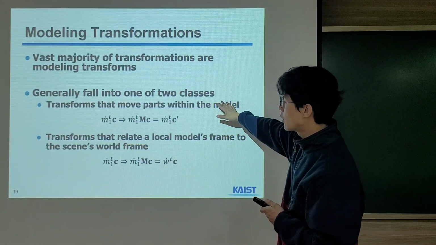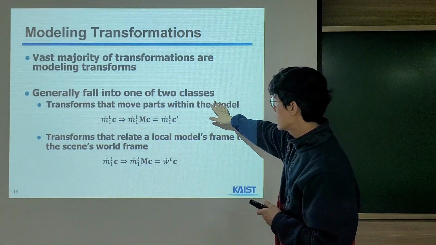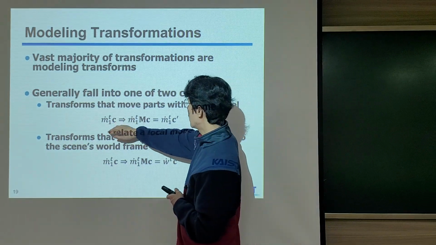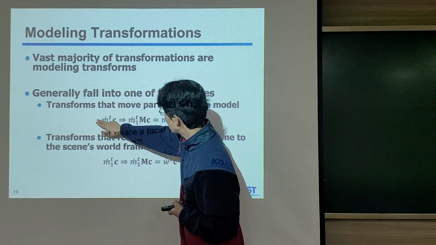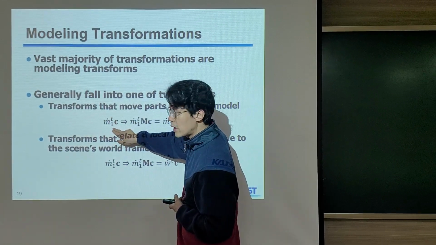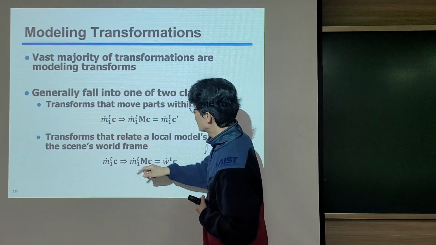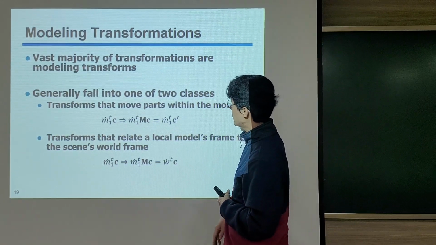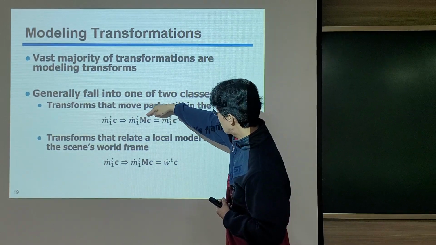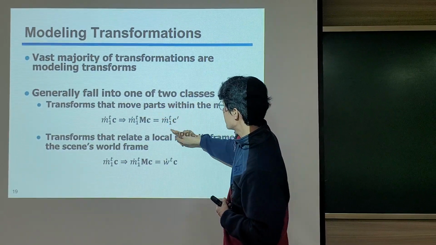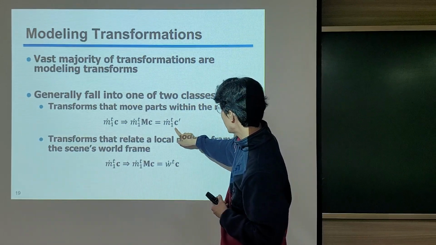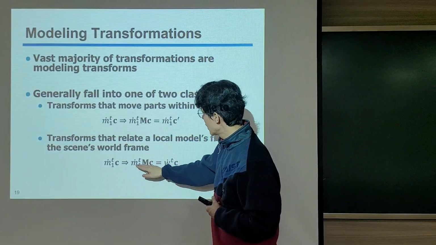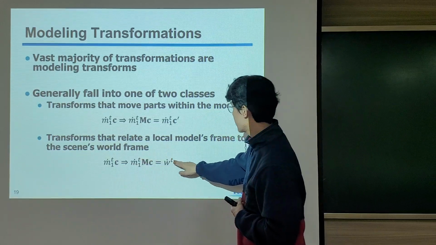As we mentioned before, there are two different interpretations. Suppose that a model is defined in its modeling space with the coordinate of C. If we perform the modeling transformation M, we can apply M to C within the same frame. The other interpretation is that we can apply M, with its own modeling coordinate, into another frame.